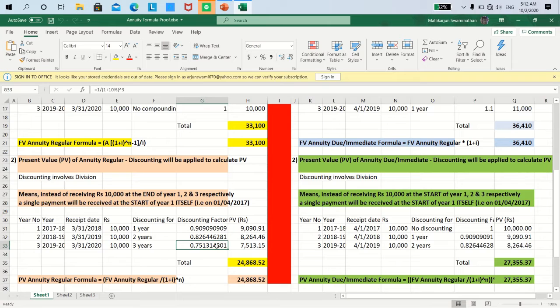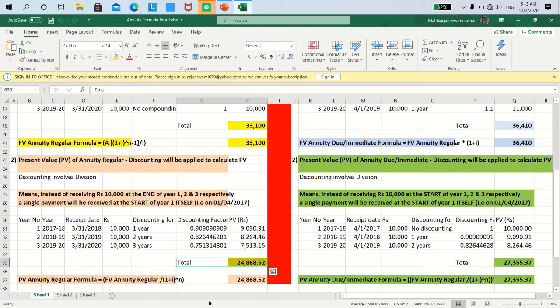Now, the amount that he will have to pay to me totally today itself, instead of paying me 3 different installments over 3 years, will be nothing but the total of the amounts highlighted in cell H31 plus H32 plus H33, which adds up to 24,868.52, highlighted in yellow color in row 35.